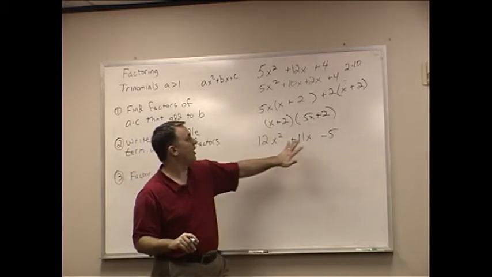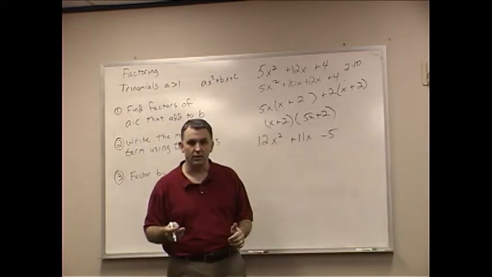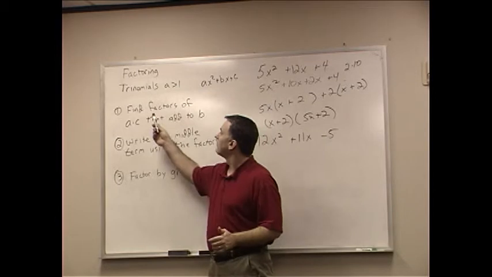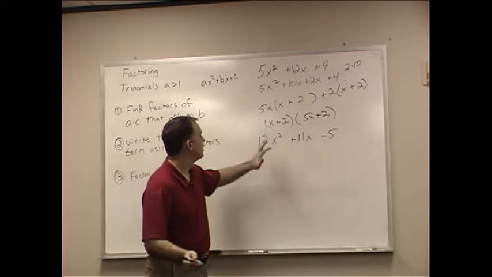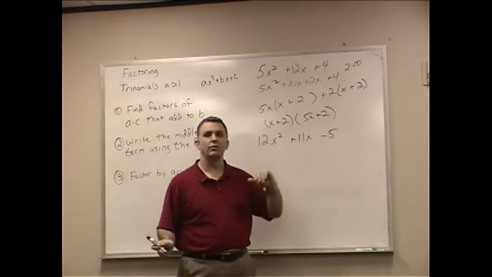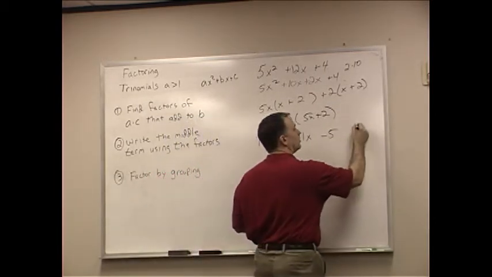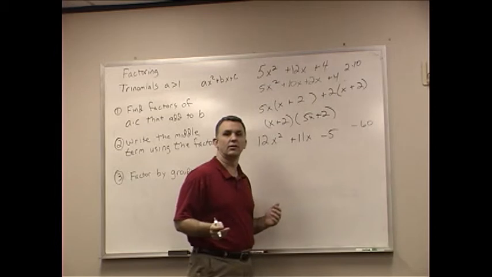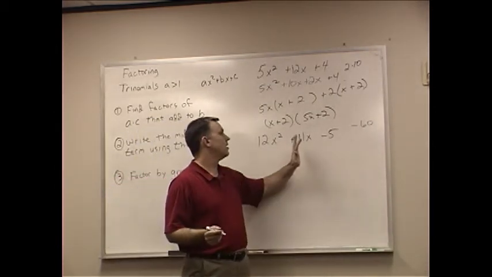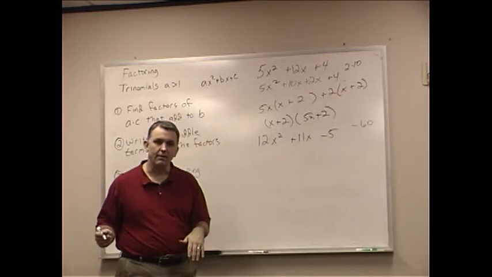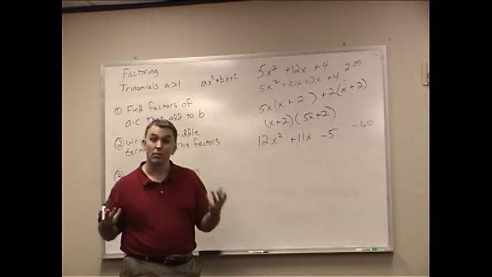All right, let's do the second one. I'm not going to do it both ways for the second one. Find factors of a times c that add to b. 12 times -5. Oh boy, that multiplies to be -60, doesn't it? I need factors of -60 that add up to be 11. Now, your numbers get to be a little bigger.